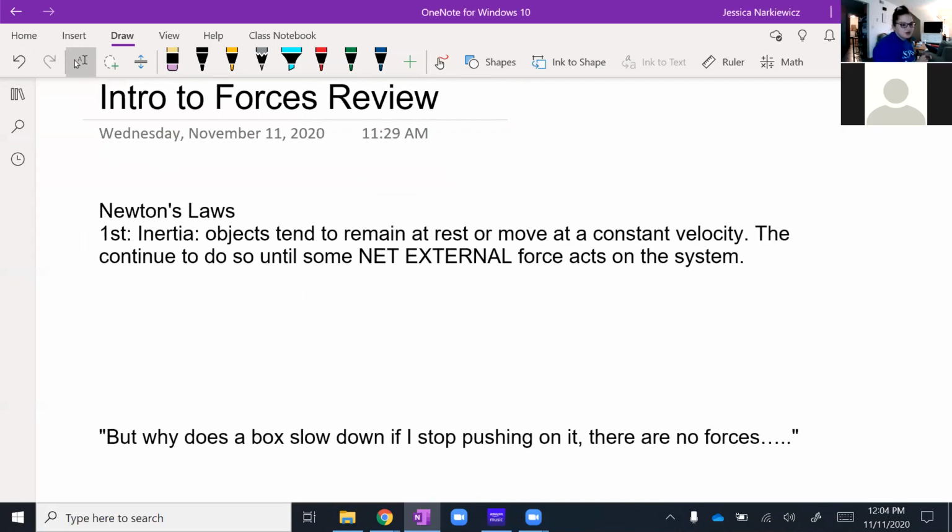The first law is considered the law of inertia. So keep in mind that inertia is just a thing, it's not a force. So if you were to say something like the force of inertia, that is incorrect. Okay, so we shouldn't be confusing inertia as a force. What that first law states is that objects tend to remain at rest or move at some constant velocity. So that's what our objects want to do. And they're going to continue to do that until some net external force comes along and acts on them.